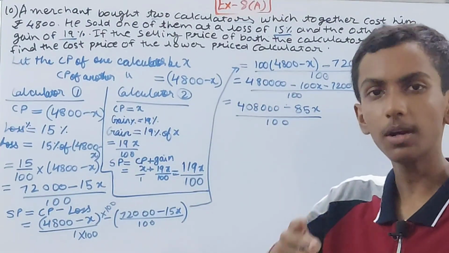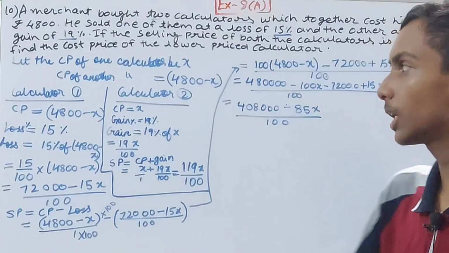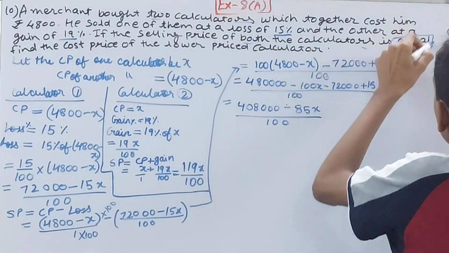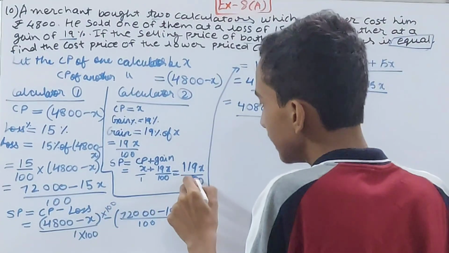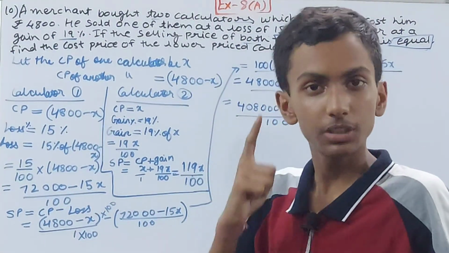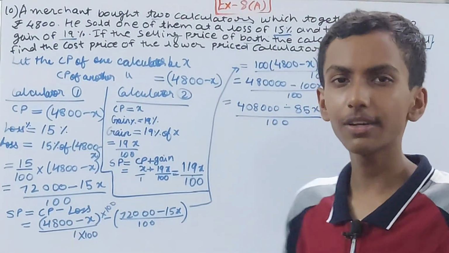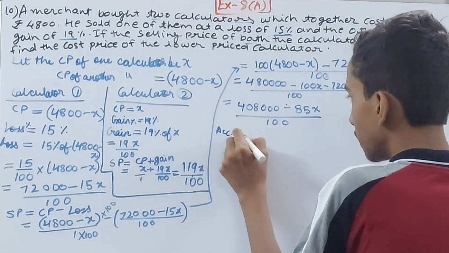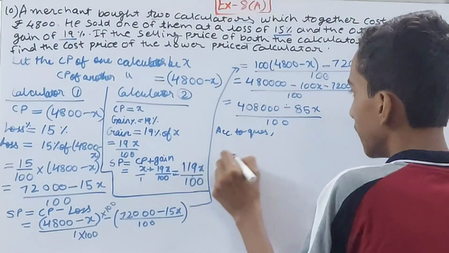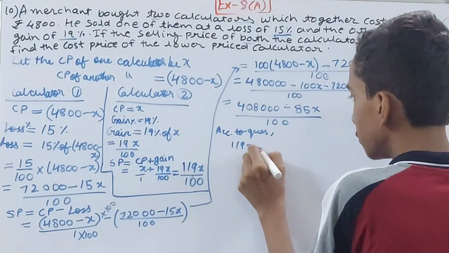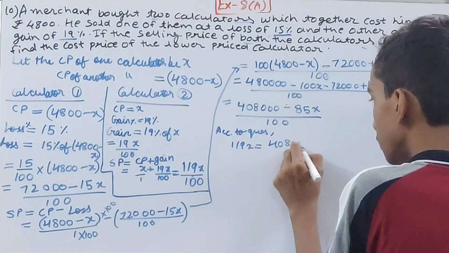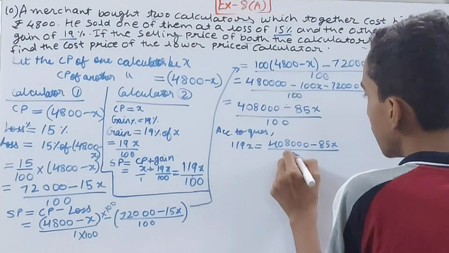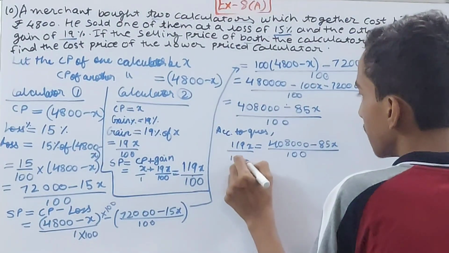So two different selling prices. But what does the question say? Selling price of both the calculators is equal, so this means this and this are same value, they are equal because selling price of both the calculators is equal. So according to the question, right, 119x should be equal to 408000 minus 85x upon 100, and upon 100 here also.